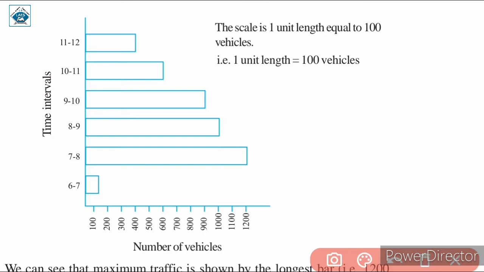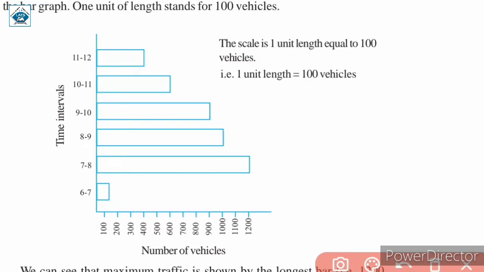And the shortest bar, the smallest bar, that is for 100 vehicles, is represented by this bar or this rectangle from 6 a.m. to 7 a.m., and the bar that is just longer than the smallest bar is between 11 a.m.